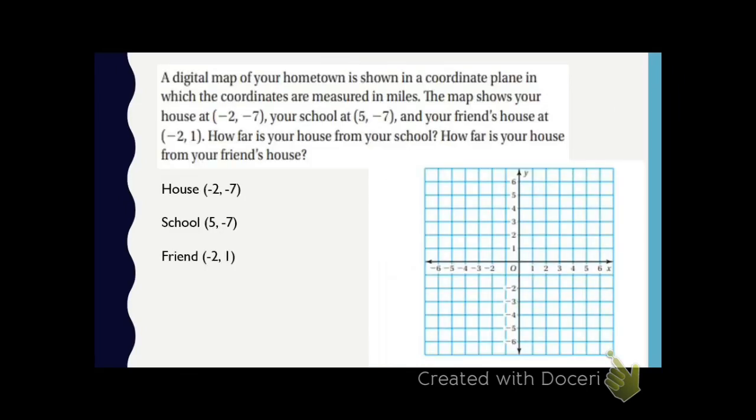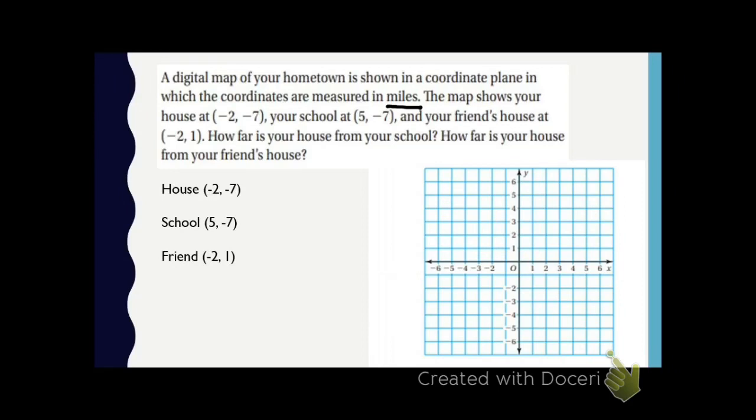All right, a digital map of your hometown is shown in a coordinate plane in which the coordinates are measured in miles. So I know my unit is going to be miles. The map shows your house is at -2, -7. Your school is at 5, -7. And your friend's house is at -2, 1. How far is your house from your school? And how far is your house from your friend's house?